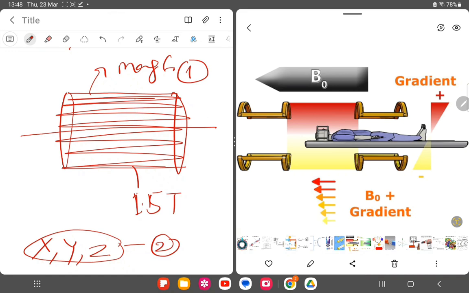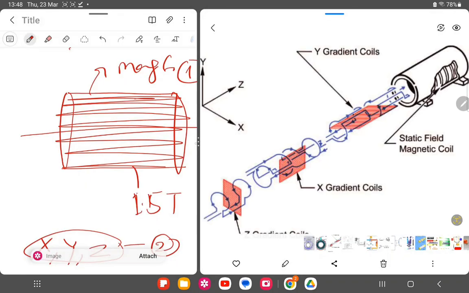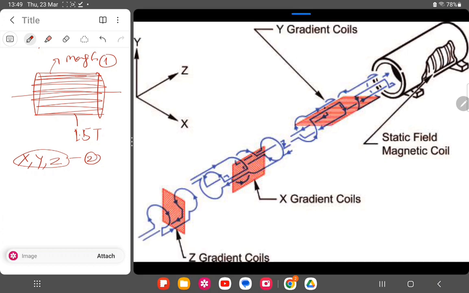You saw in the diagram how we are varying the field. See the diagram here. This is your magnet, and inside is the gradient coil. You can see the X coil, Y coil, and Z coil, different coils. This is your gradient coil: Z gradient coil, X gradient coil, and this is your Y gradient.